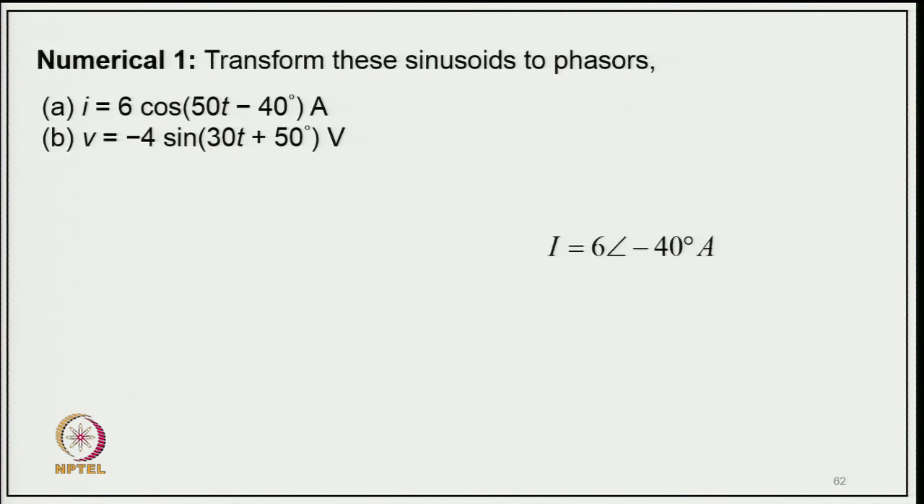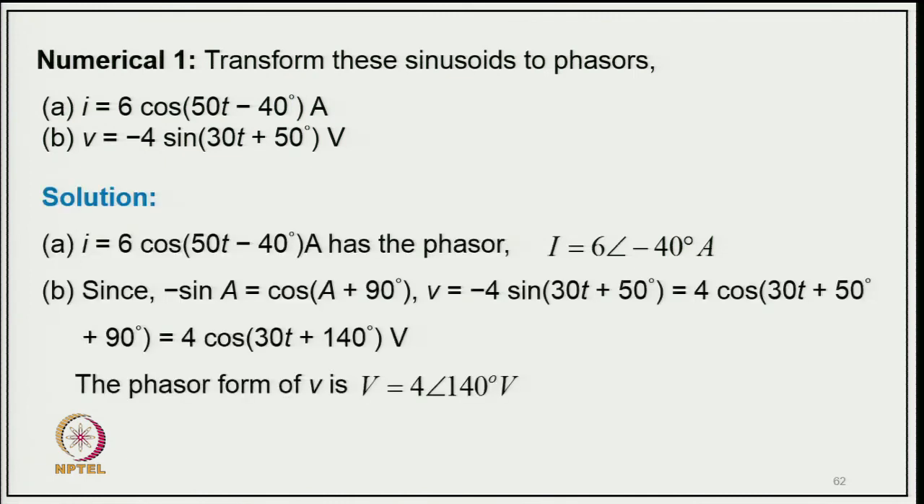Numerical 1: transform these sinusoids to phasors. i = 6 cos(50t - 40°) A and v = -4 sin(30t + 50°) V. Solution: i = 6 cos(50t - 40°) A has the phasor I = 6 ∠-40° A. Since -sin A = cos(A + 90°), we can write v = -4 sin(30t + 50°) = 4 cos(30t + 50° + 90°), so 4 cos(30t + 140°). So the phasor of the voltage is V = 4 ∠140° V.